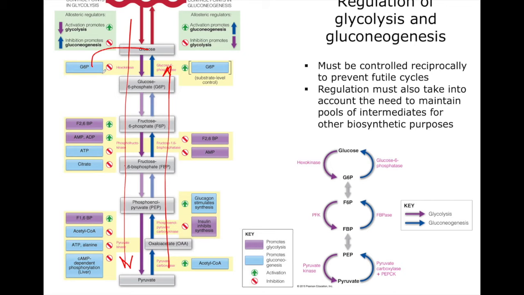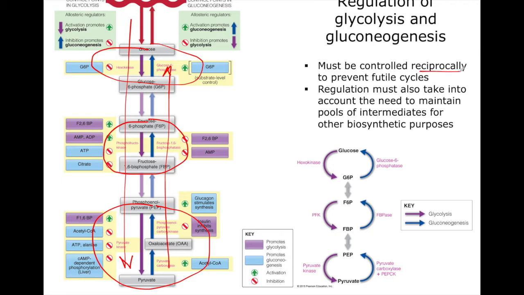And there are three major regulatory points for these two pathways. The first one occurs here, where glucose is being converted to glucose 6-phosphate, and vice versa for gluconeogenesis. The second is where fructose 6-phosphate is converted to fructose 1,6-bisphosphate in glycolysis, and vice versa for gluconeogenesis. And finally, where phosphoenol pyruvate is converted to pyruvate in glycolysis, and pyruvate is converted to oxaloacetate and then to phosphoenol pyruvate in gluconeogenesis. So these are the three major regulatory points that control the reciprocal regulation.